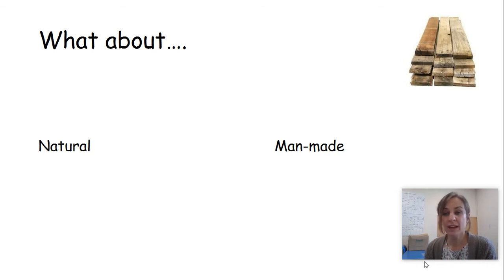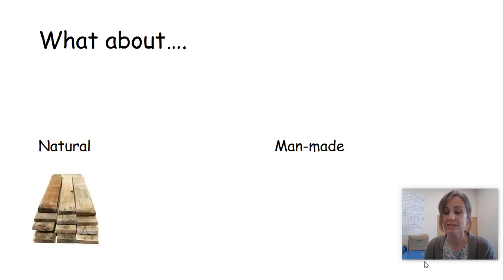Trees grow without help from us. Trees would be just fine. They would still carry on growing if all the people disappeared. We don't make trees in factories, do we, or in shops? No, trees are natural. So that means wood is natural because that's where wood comes from, the trunk of a tree.